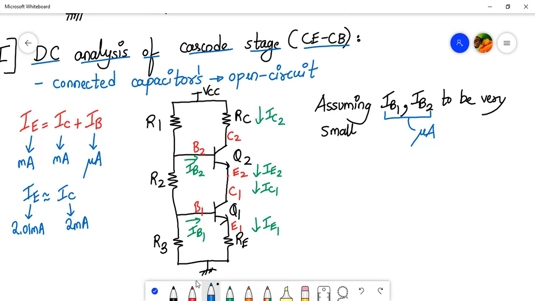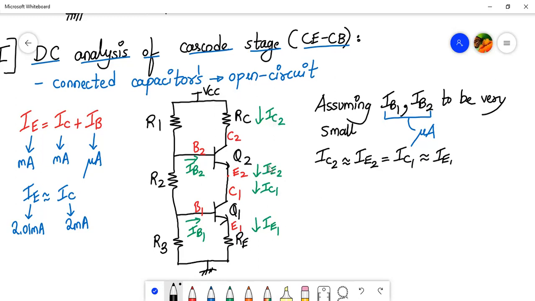So using this assumption, we can completely ignore the currents IB1 and IB2, and therefore we can write the currents as follows. IC2 is approximately equal to IE2. IE2 and IC1 are the same, and IC1 is approximately equal to IE1. That means the current flowing through this entire branch, from the collector terminal C2 to the emitter terminal E1, will be the same.